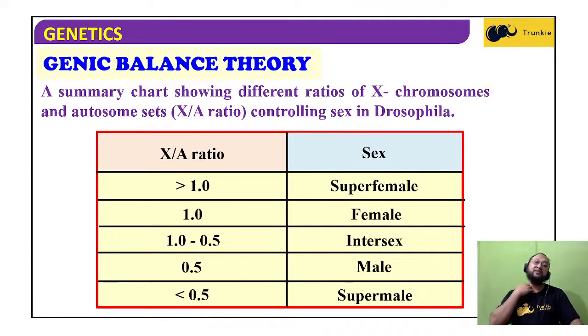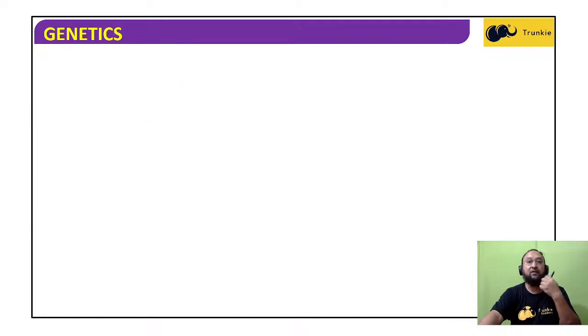And these super females or super males will be infertile. They're not going to produce viable offspring.